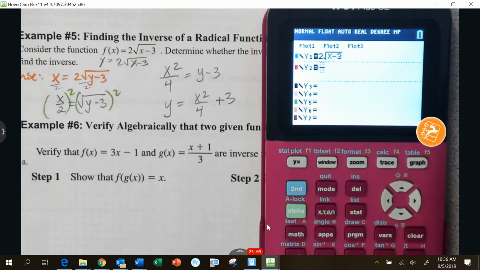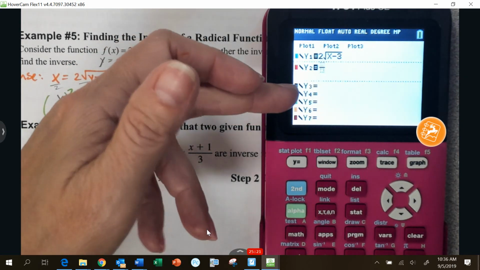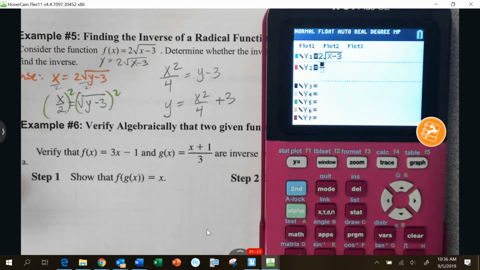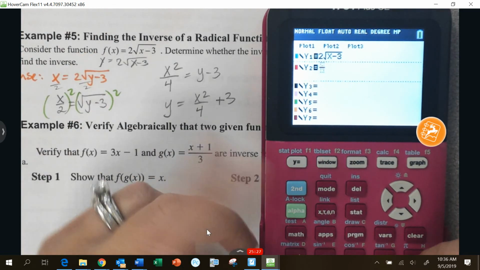If you hit alpha y equals and nothing happens, you do not have the updated software, and you'll have to type your fraction in with parentheses. I can type in y3. I can type in the way with parentheses. So if you can see it either way.